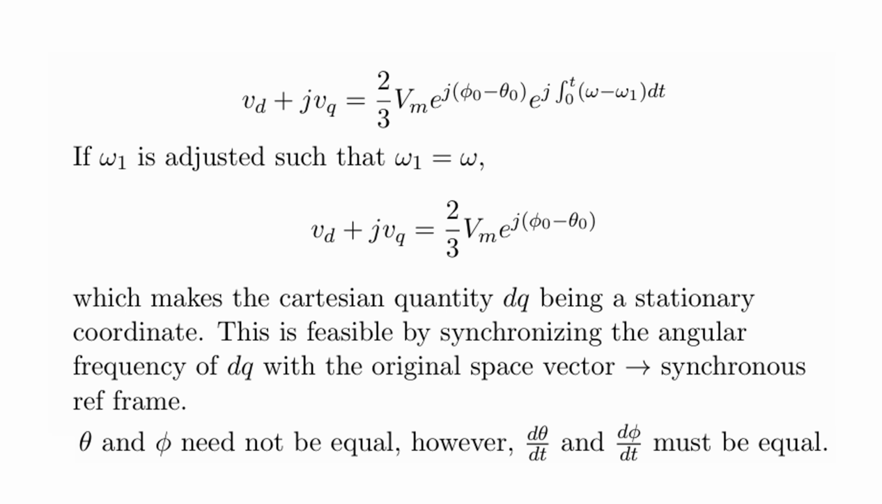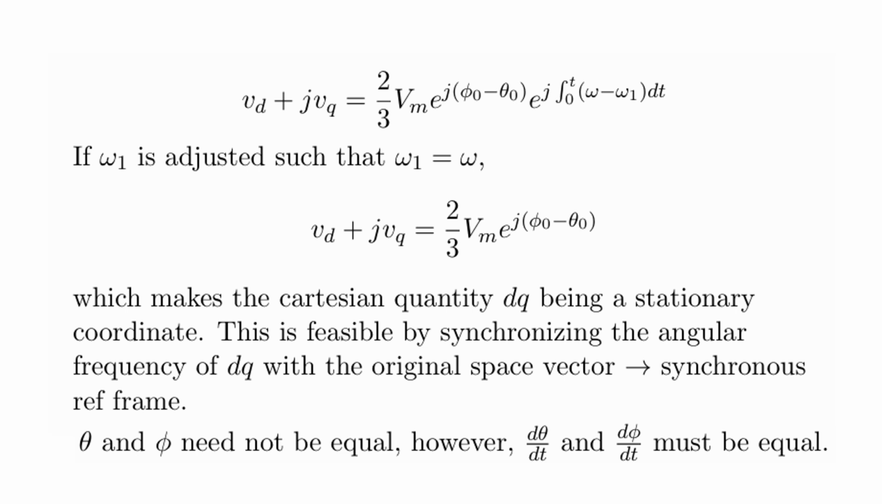Vd plus jVq can be written as 2/3 of Vm e power j theta, where theta means theta naught minus phi naught minus theta naught into e power j integral 0 to t of omega minus omega 1 dt. So we can represent this one like this: 2 by 3 Vm e power j phi into e power j theta.